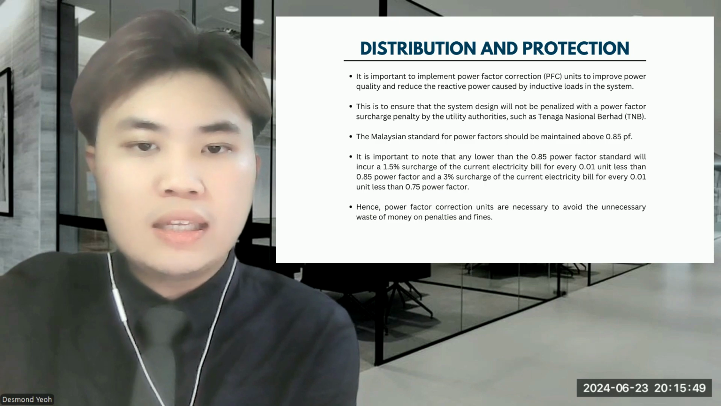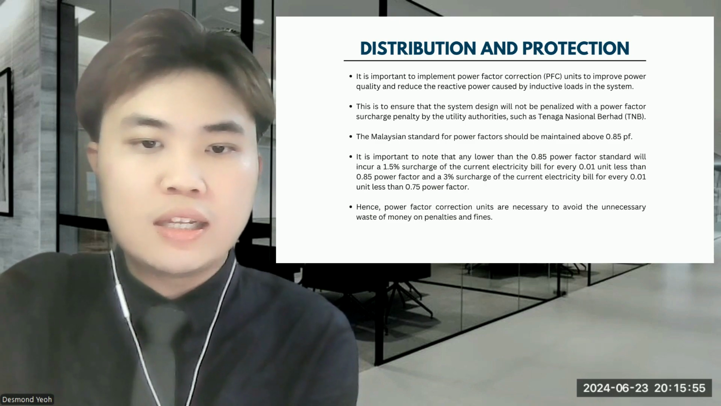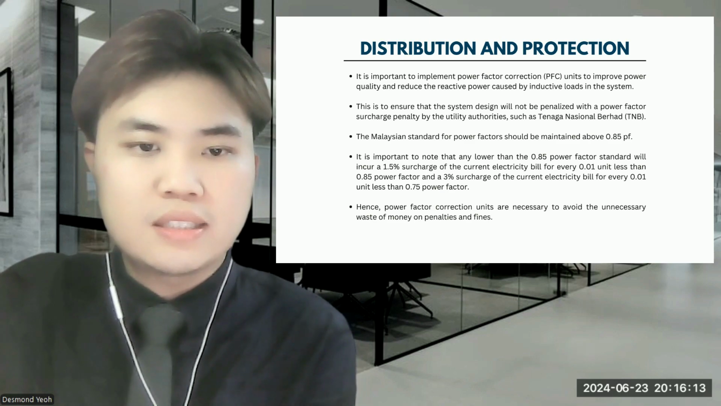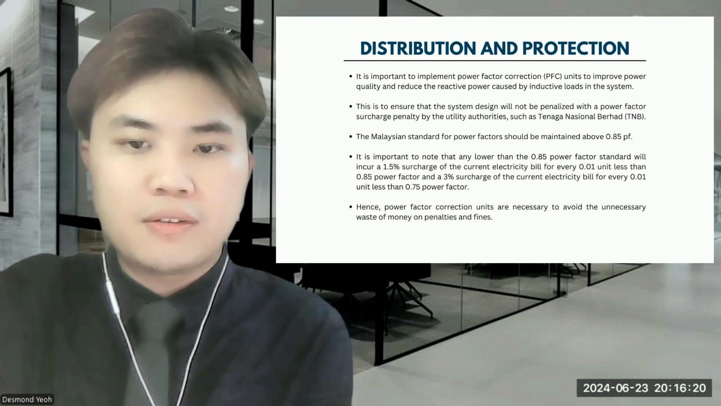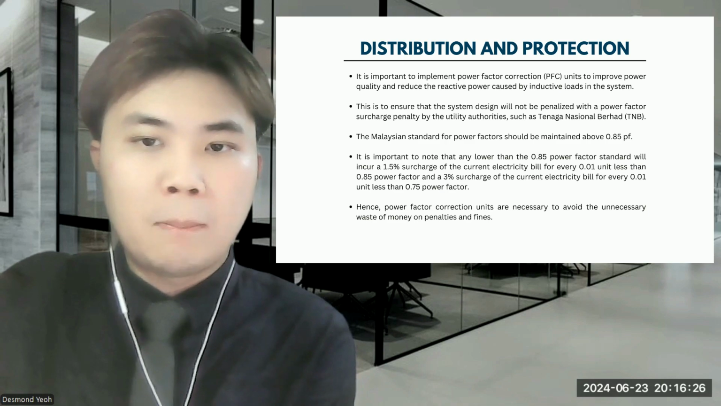It is important to note that any lower than 0.85 power factor will incur a 1.5% surcharge of the current electricity bill for every 0.01 unit less than 0.85 power factor, and a 3% surcharge of the current electricity bill for every 0.01 unit less than 0.75 power factor. Hence, power factor correction units are necessary to avoid the unnecessary waste of money on penalties and fines.